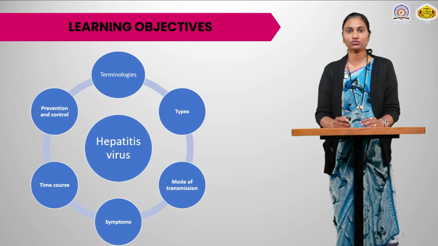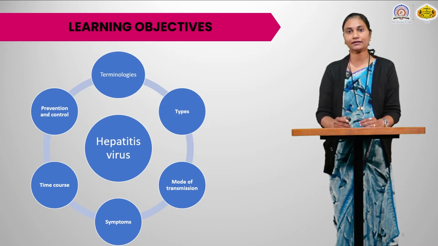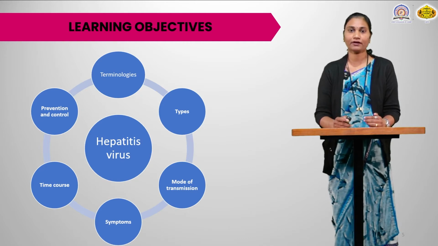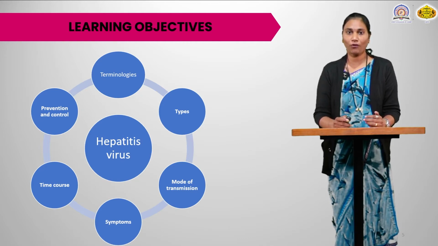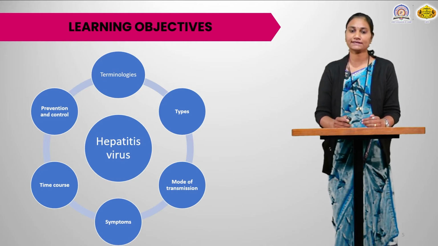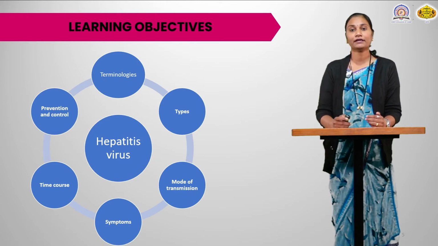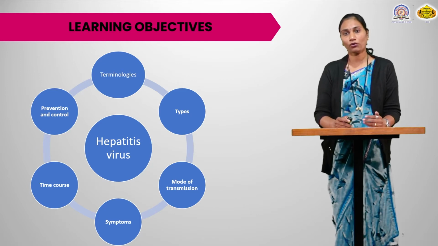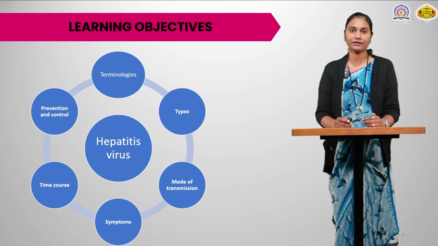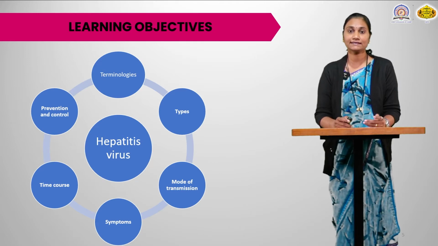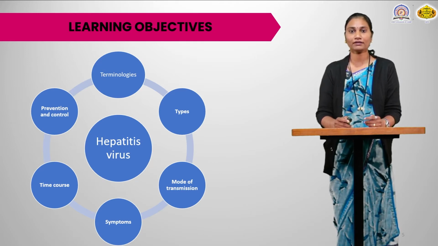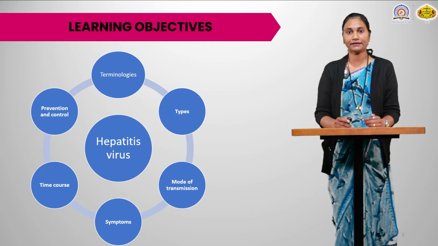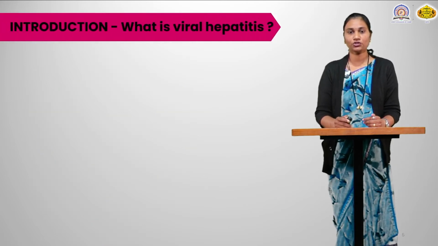Our main focus is on hepatitis A virus, and under that we are going to discuss all aspects of it. That is, we are going to see the common terminologies, the symptoms, and the difference between different types of viruses. Then we are going to look at the mode of transmission of hepatitis A virus, disease, symptoms, pathogenesis, and along with that, at last, the prevention and control of hepatitis A viral infection.